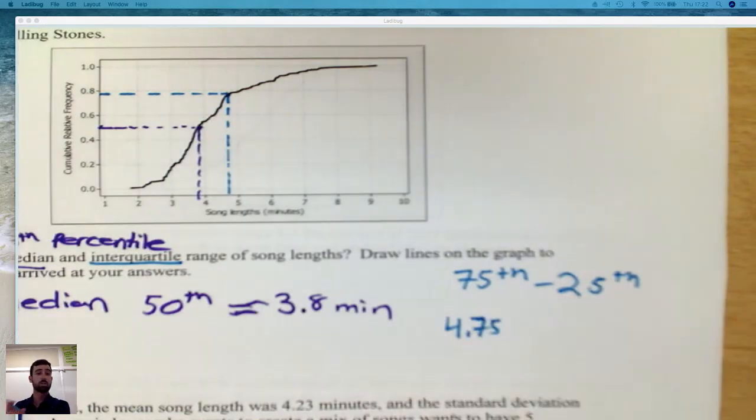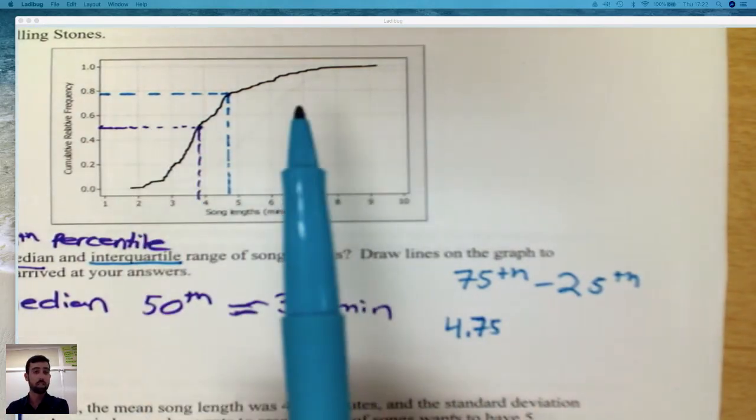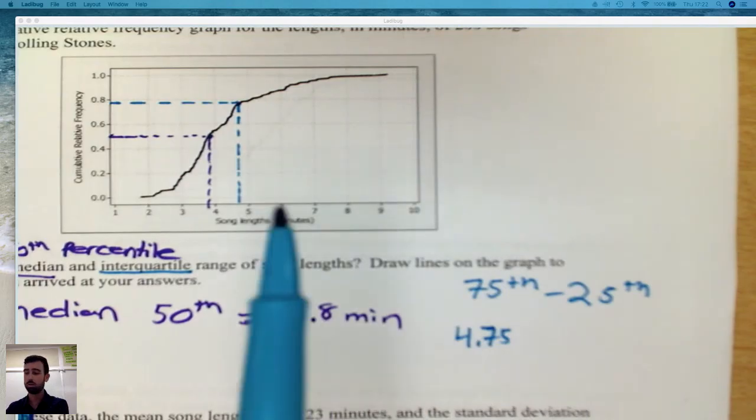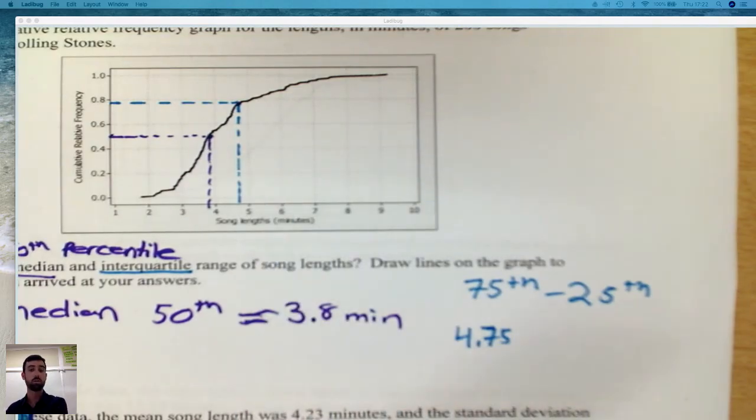Now, Jediah asked earlier, how can you find percentile in large data sets? This is a pretty large data set. We can use a relative frequency graph to figure that out as well.